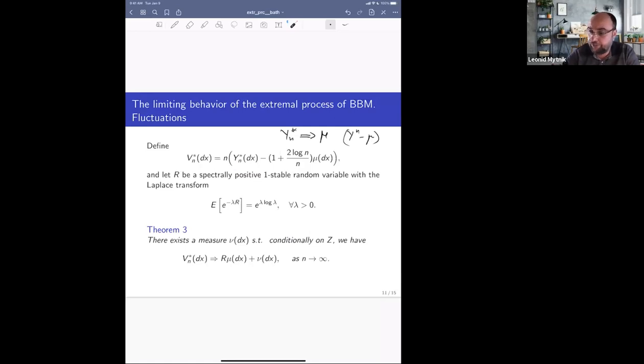Not just Yn minus mu, we also need to subtract mu times log n over n. We take this difference and multiply it by n. And it turns out that this is the right quantity to consider to study the fluctuations of Yn star around its limit. Okay, we can do the same in terms of Yn, not necessarily Yn star.